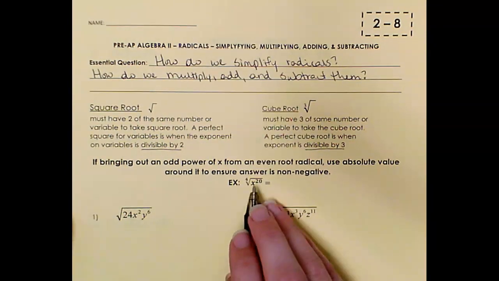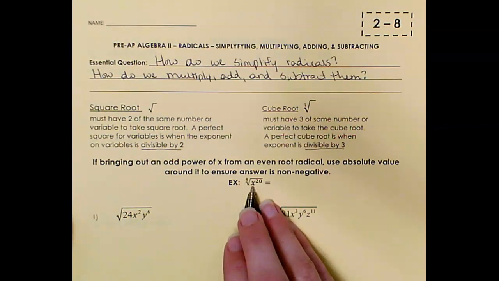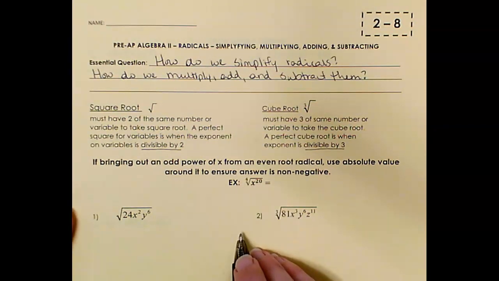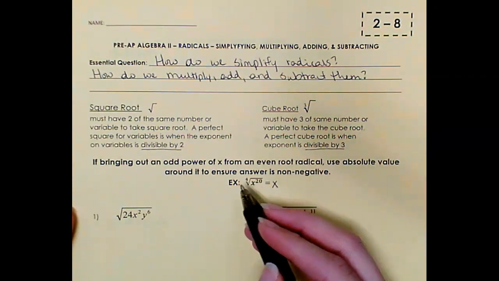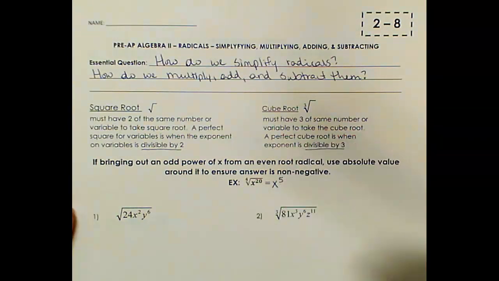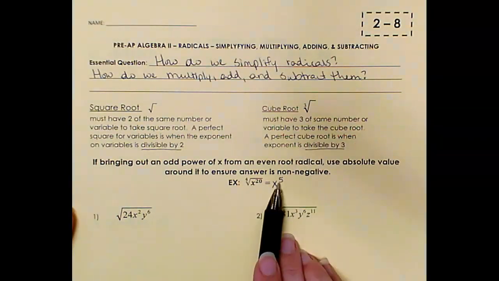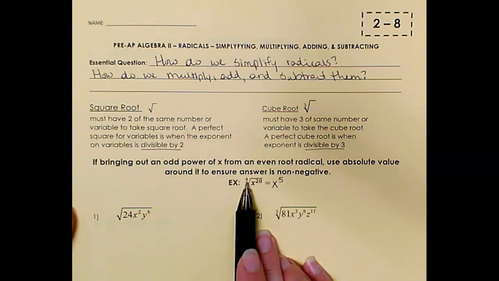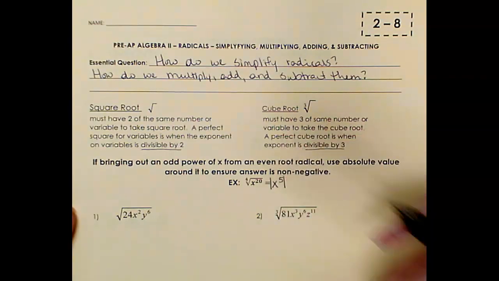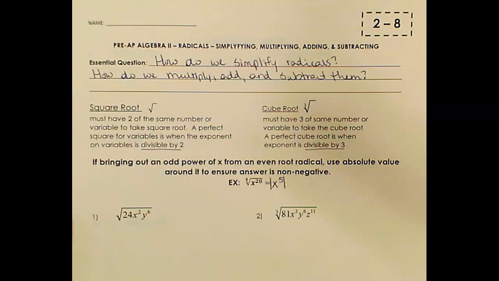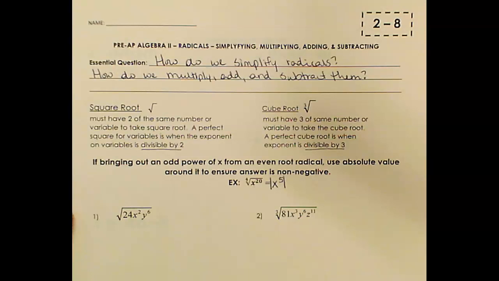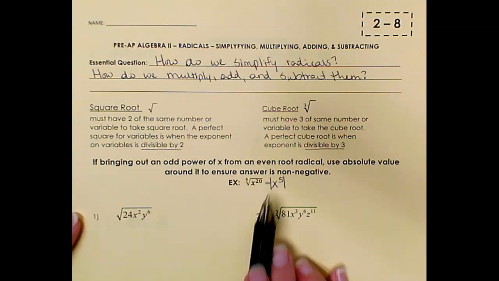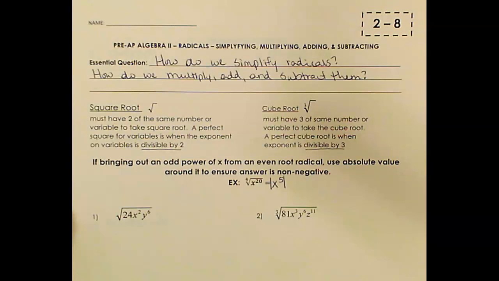So let's say that you have the fourth root of x to the power of 20. Well, whenever you have the fourth root of x to the power of 20, your base x stays the same, but 20 divided by 4 is 5. So what we've done is we've taken out an odd power, because 5 is an odd power, out of an even root. And that means we need to put absolute value around it because we don't want it to be negative. If you take the fourth root of something, it's not possible to get a negative answer. So we want to make sure that this is a non-negative answer, and we add those absolute value symbols.